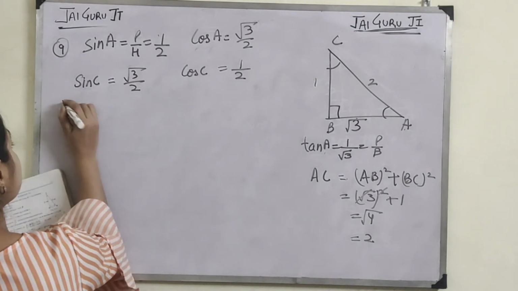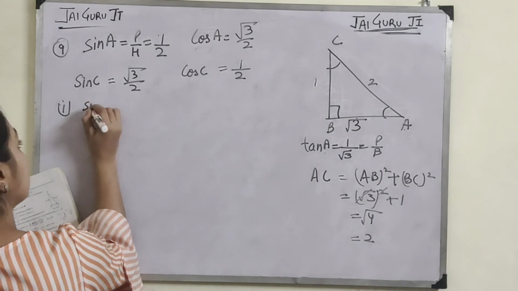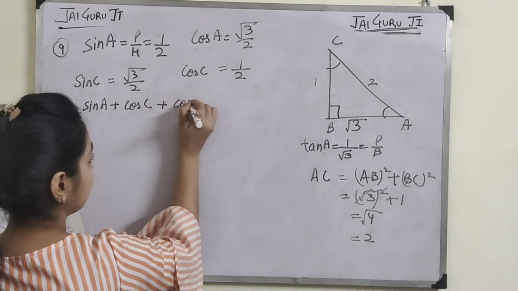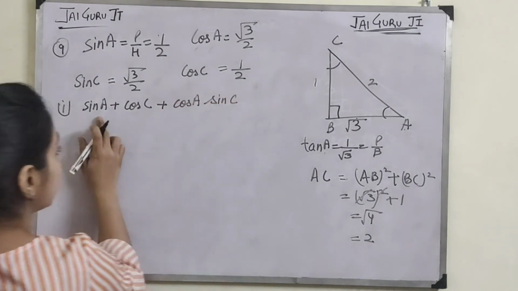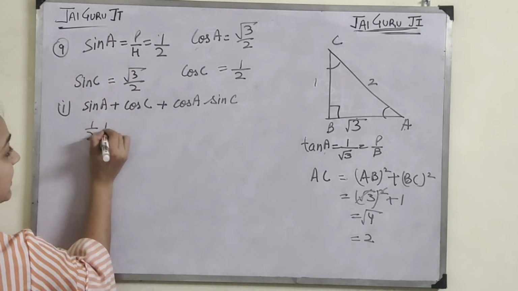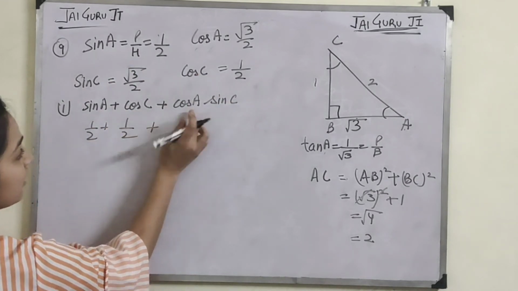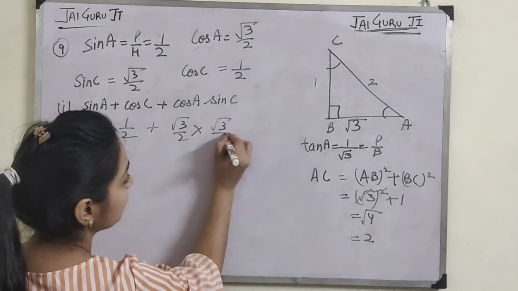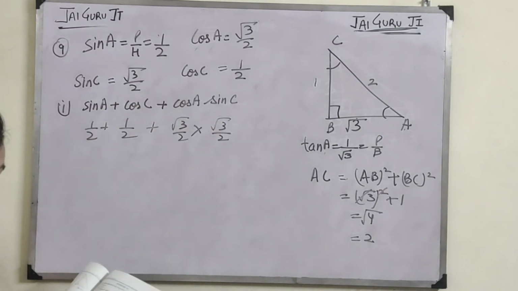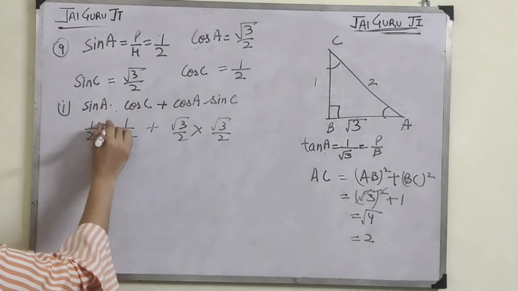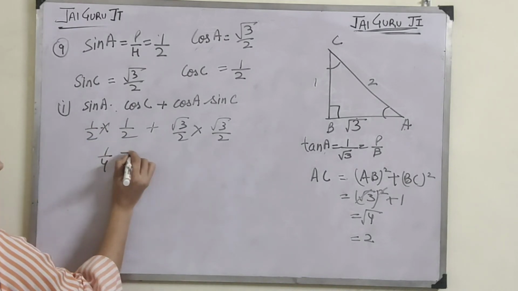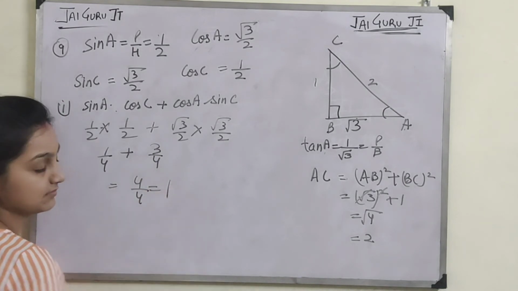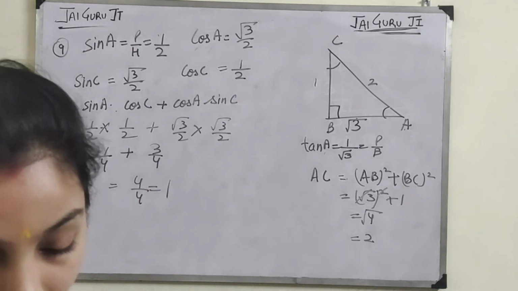Now you have to put in the first part sin A cos C plus cos A sin C. sin A means 1/2, cos C means 1/2, cos A means √3/2, sin C means √3/2. They are multiplying in between, so there would be a sign of multiplication here also. 2 into 2 is 1/4, √3 times √3 is 3/4. So the answer would be 4/4, that is equal to 1. So this is the answer of the first part.